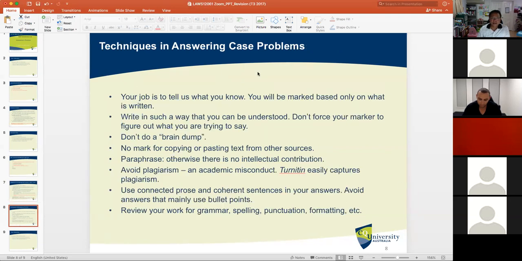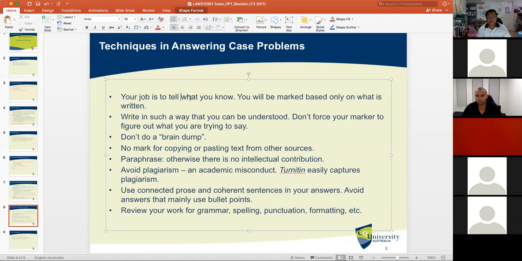So, techniques in answering case problems. Your job is to tell us, or the marker, what you know. You will be marked based only on what is written. So if it's not written, it doesn't get marked. Let's be clear about that. It might be in your mind. You might say that, I know what this means, but if it's not there, we don't mark that. I'll be the only marker, by the way. So you should just tell me what you know.